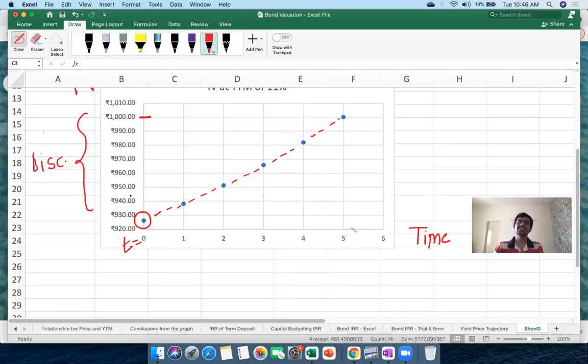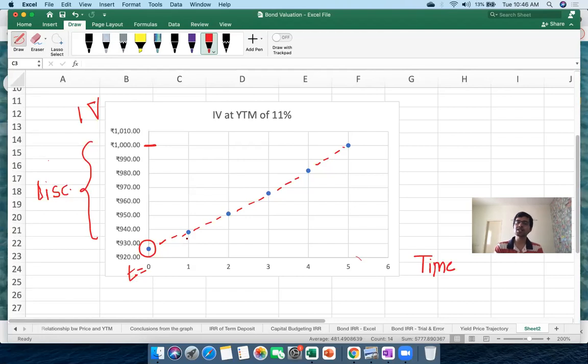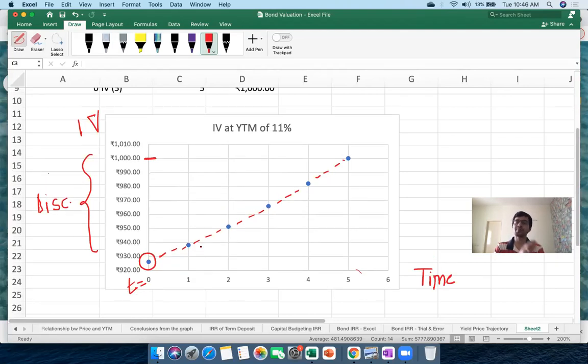And the reason why Excel is showing it as a straight line is because I have assumed that straightaway 1 year has passed by. I have moved from t equal to 0 to t equal to 1, from t equal to 1 to t equal to 2, and so on. But in reality, I should be splitting that 1 year into months as well. I should see how much the price is moving after 1 month, after 2 months, after 3 months, after 4 months, and then I should do that for 60 months. I shouldn't be doing it 0 to 1 to 2 to 3 to 4 to 5. I should be doing it from 0 to 1 month, 1 to 2 months, 2 to 3 months, and I should be doing that for 60 months.